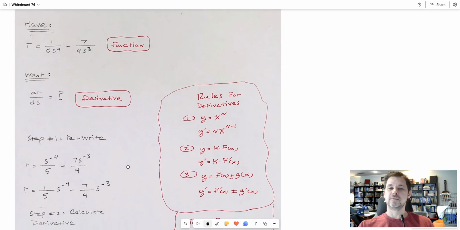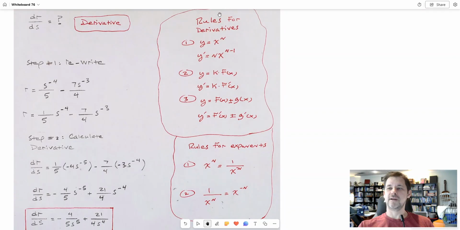Okay, so what I've done is I've written out these rules for derivatives right here. It says, for example, the derivative of x to the n power is n times x to the n minus 1 power. So that's a rule that if you wanted to find the derivative of x to some exponent, whether that exponent's a fraction, a positive number, a negative number, this is what you do to find the derivative. There are lots of other rules though, okay?